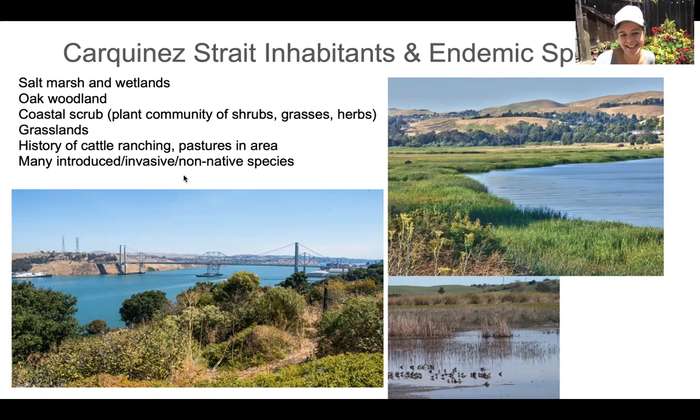I want to let you see this ecosystem so you can see what the animals in this area are eating, different types of plants. It is a salt marsh, wetlands. There are sections of oak woodland and coastal scrub, like smaller trees, grasses, herbs. Hint, cattle ranching occurred in the 1800s in this area, so cow bones might be part of what you find.